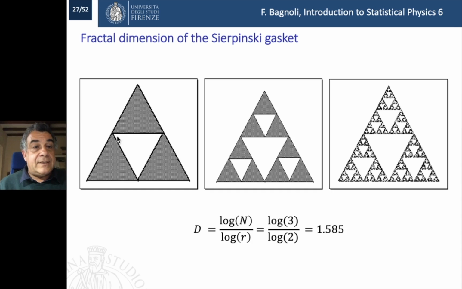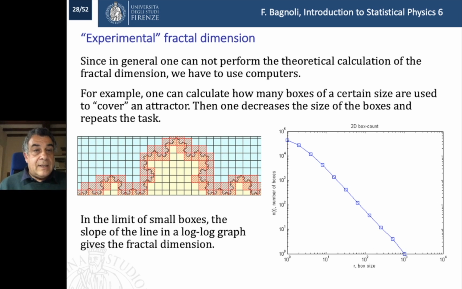While if you do this in 2 dimensions, say making holes in this Sierpinski gasket, you have something which again is not a surface, not 2, but still greater than 1. So again, you have a fractal dimension. But these are for mathematical objects. So experimentally, how can you compute the fractal dimension?